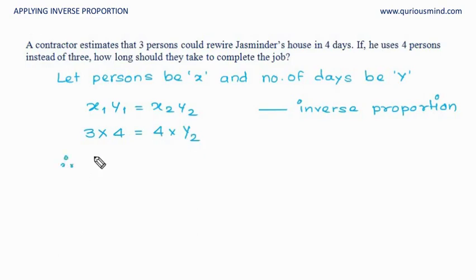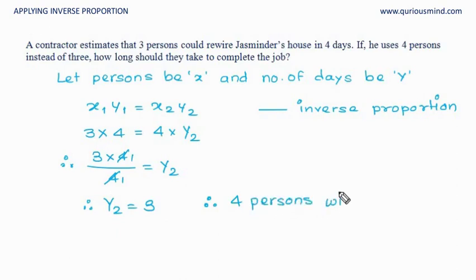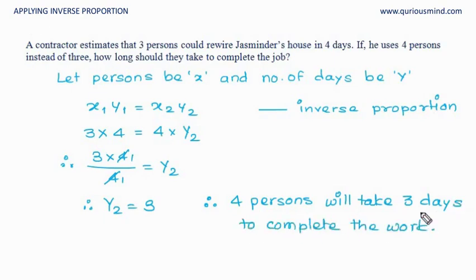And therefore 3 multiplied by 4 upon 4 is equal to y2. This 4 goes this side. Here it is multiplication. When it goes that side, it becomes divided by. 4 ones are 4, 4 ones are 4. And that gives us y2 is equal to 3. And therefore, 4 persons will take 3 days to complete the rewiring work.